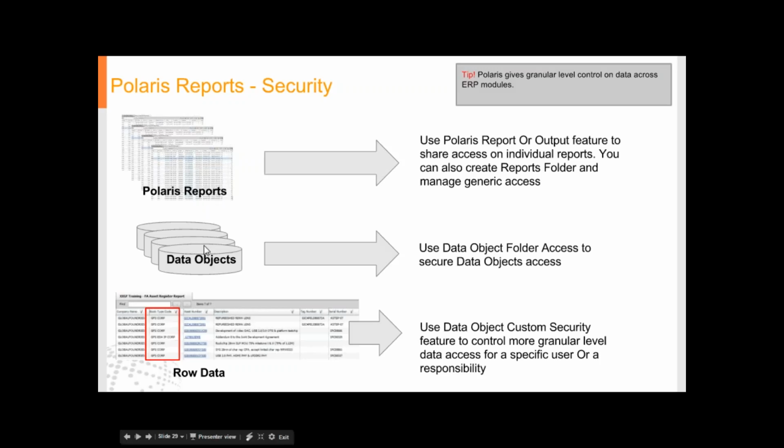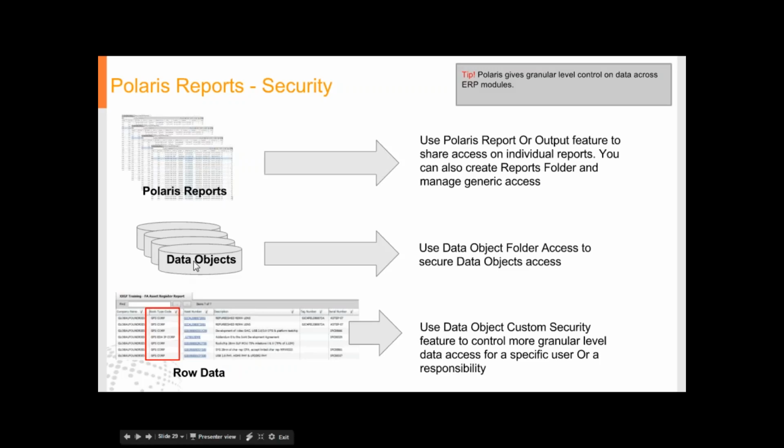Inside the Polaris reports are data objects, and inside the data objects are the rows. So if you see the order of these arranged here, there is a reason for that: this is the lowest level of security that you can configure. This is a higher level.